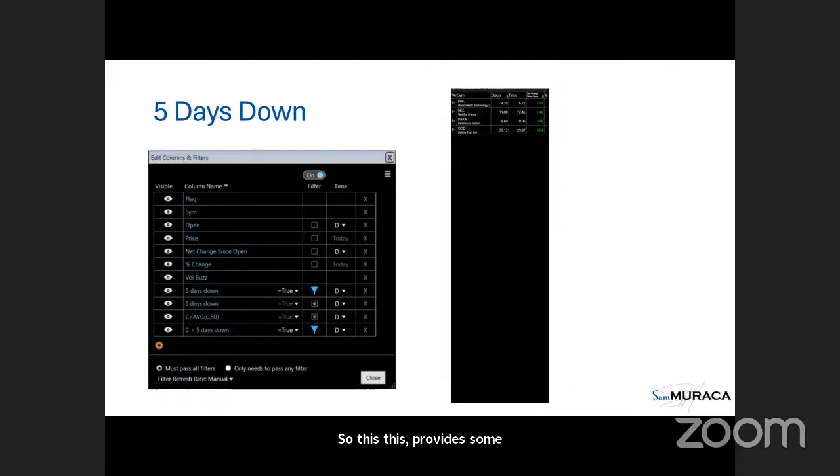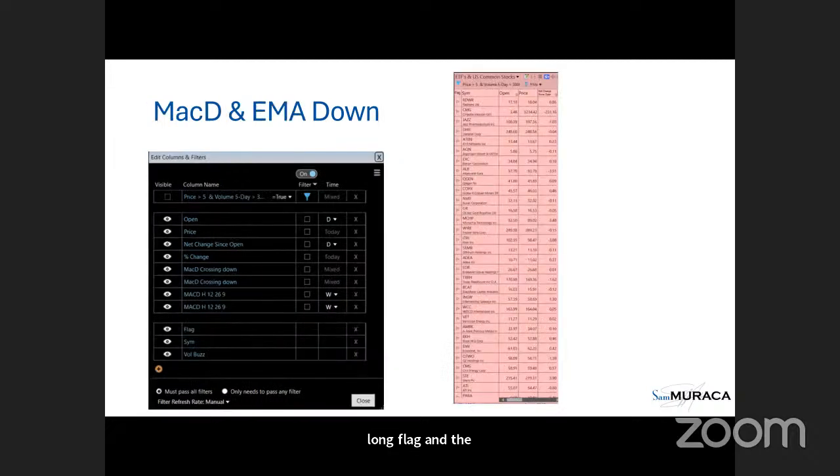And then finally, I've created a scan where the closes for the last 5 days have been lower, except yesterday it closed above the 5th day low, if you will. So this one I really like when it provides some ideas, because a couple of my favorite setups are the long flag and the buy setup, and this one can highlight some of those. And then my bearish scan is just the MACD and exponential moving average moving down.